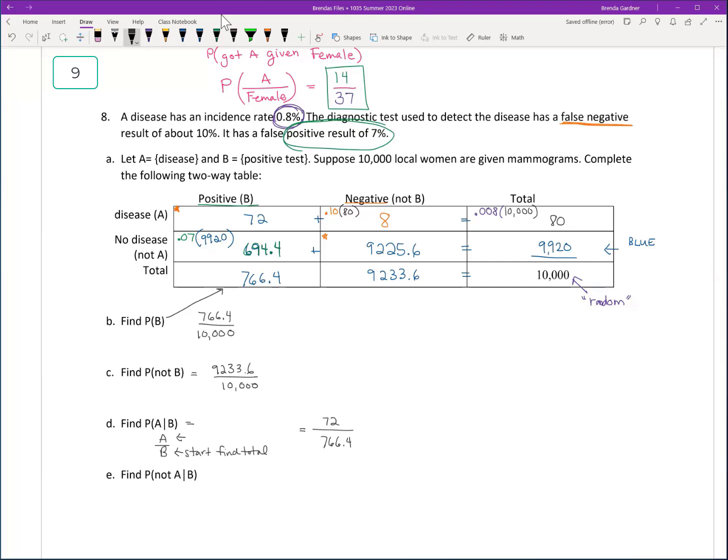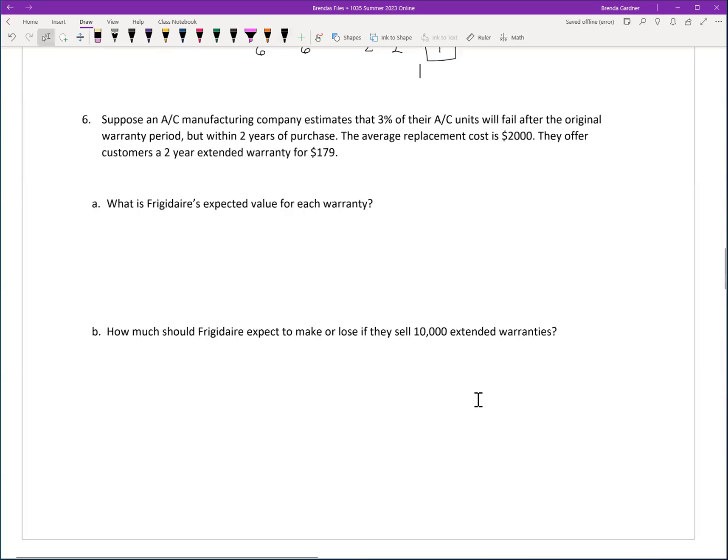And then the probability of not A given B, again, B being your denominator, the total of B is 766.4. And our numerator is not A, or 694.4. Okay. And then again, like I said, change those to decimals.